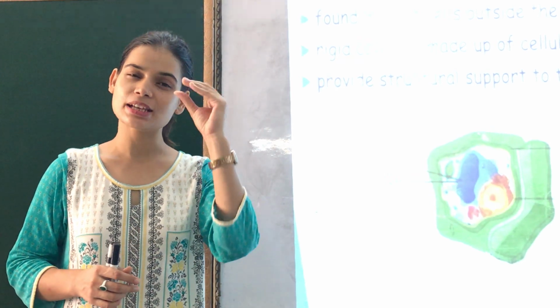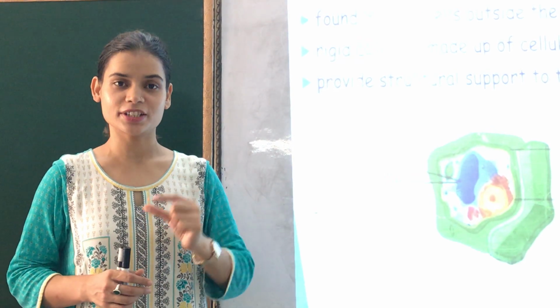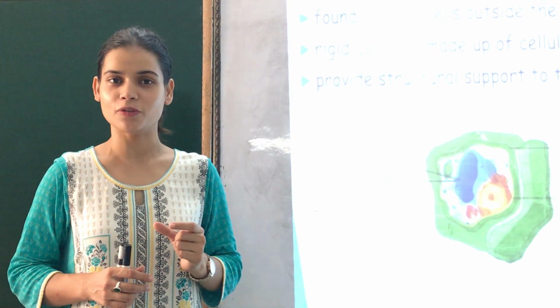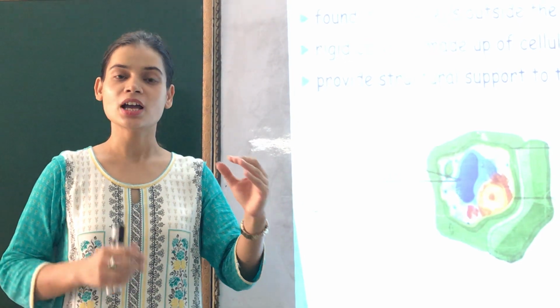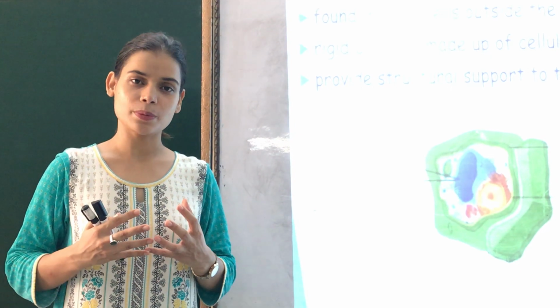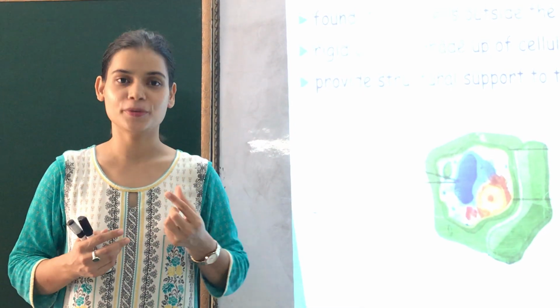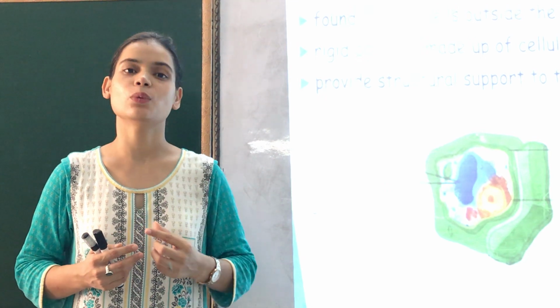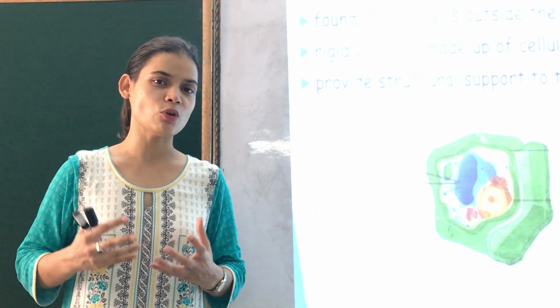We know that the cell is the basic unit of life. It is the fundamental and structural unit of life. It has three components, out of which we are discussing the plasma membrane. Along with the plasma membrane there is another layer, which is known as the cell wall. Let's see where this cell wall is present.